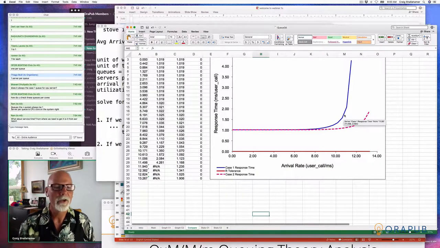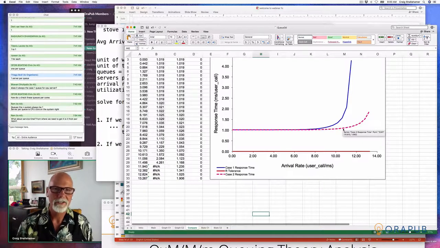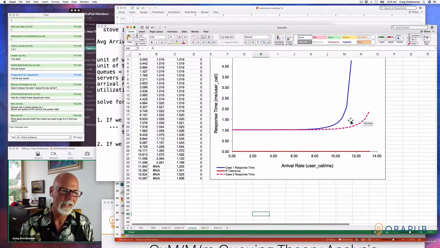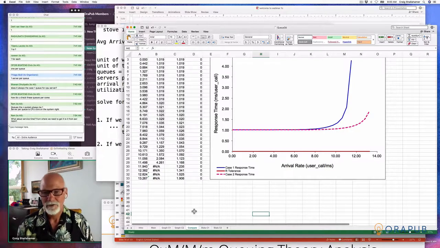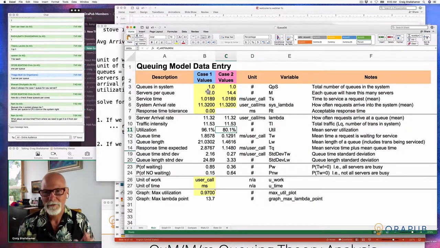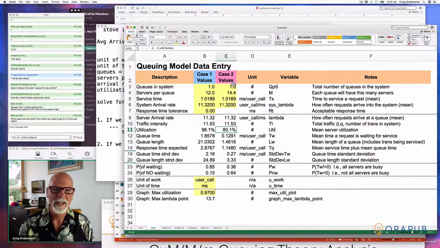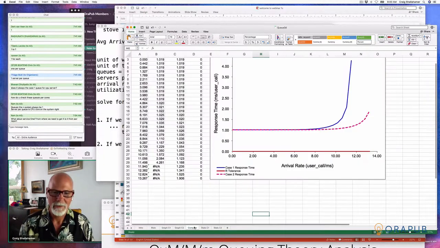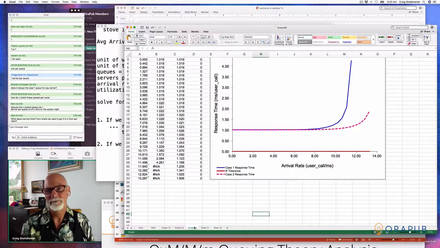So in this situation, more cores actually shifted the curve to the right. Okay, now the real question for you, and I'm not going to do this, is which is better: more cores or faster cores? My challenge for you is to have one of these cases be more cores, one of these cases be faster cores, and compare them and see which one you would choose.